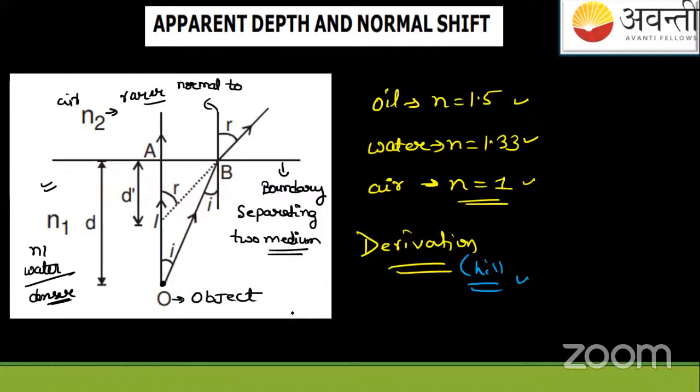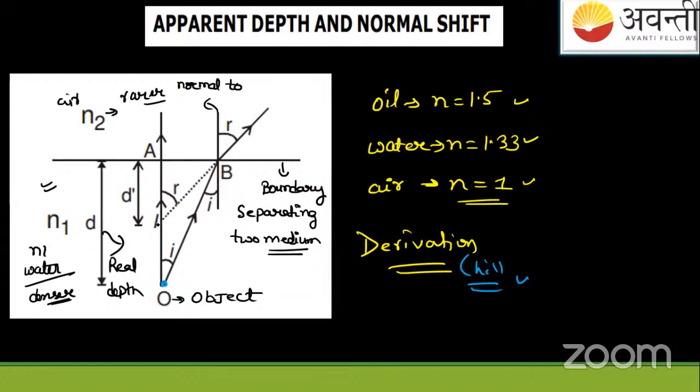Just remember the formulas. Suppose the object's real depth is this, I'm showing you. This D is its real depth, the actual depth. Students, this is the actual depth of this object O.